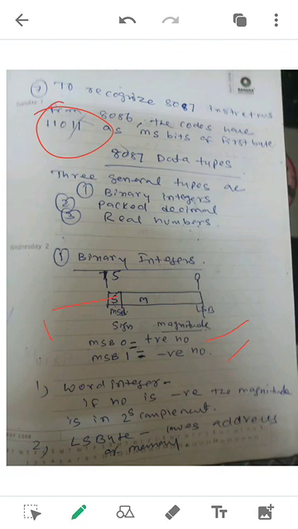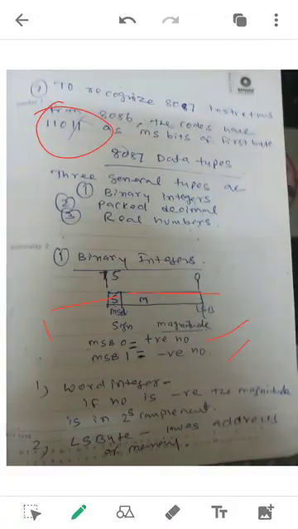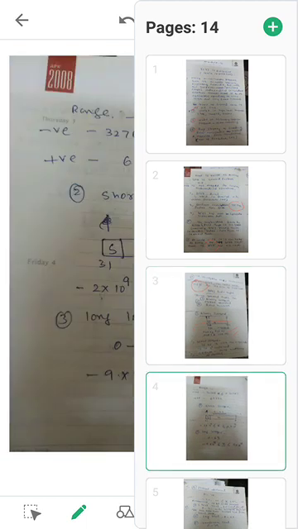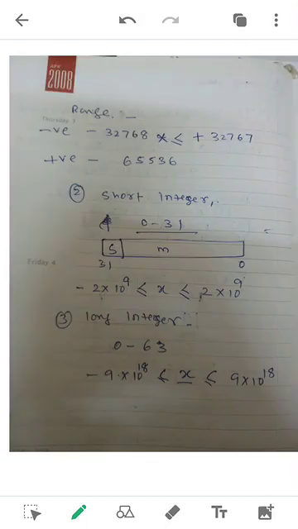Always the lower byte is stored in the lower address of memory. Lower bytes means starting from 0 to 15. The lower bytes will be stored from lower addresses of memory. Okay. Next, let us see the range supported by the word integer.